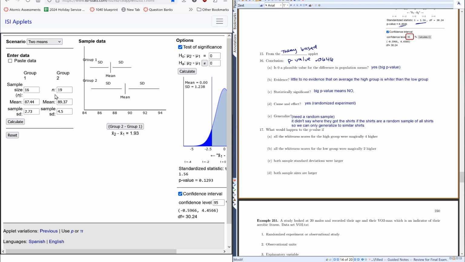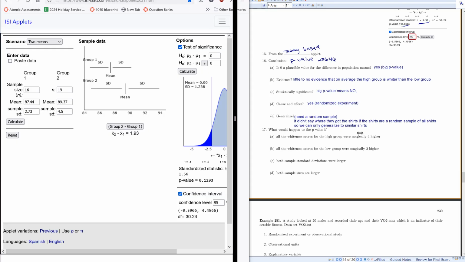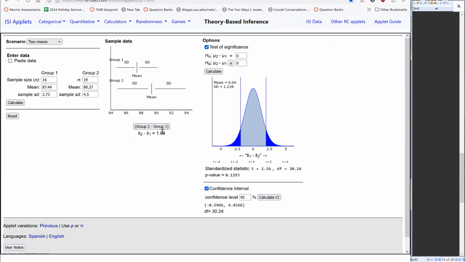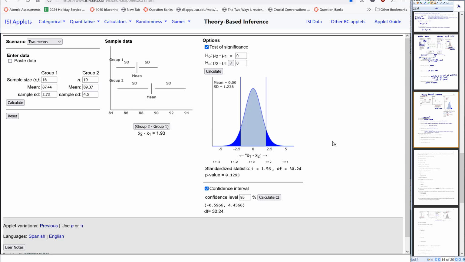Okay. So I want you to visualize, though, what would happen if all the whiteness scores for the high group were magically 4 higher. So group 2 would suddenly become 4 higher. Okay. So if everything becomes 4 higher, then the mean will be 4 higher. And then wouldn't my difference also be much bigger? So instead of having a difference of 1.93, my difference would now be like 5.93. That would put you way over here. Wouldn't that give you a really small p-value?